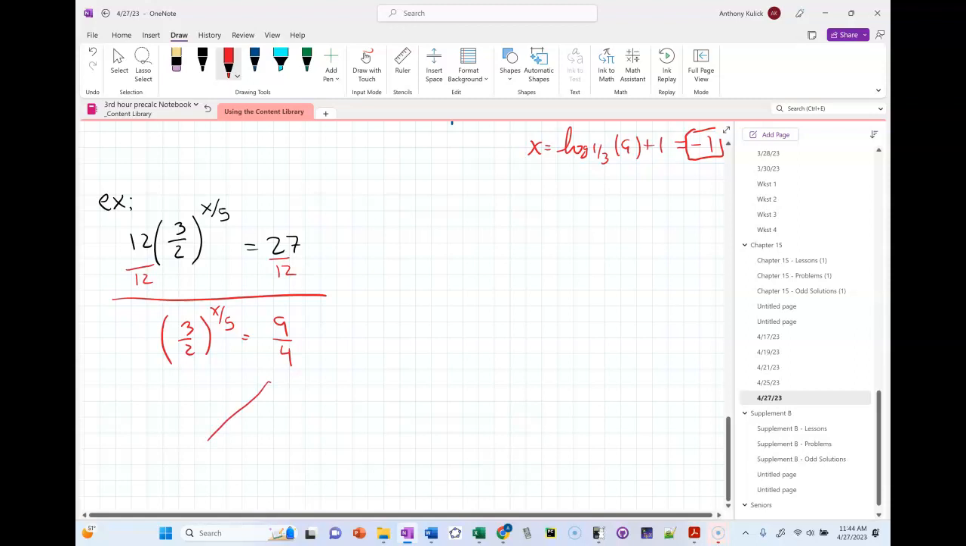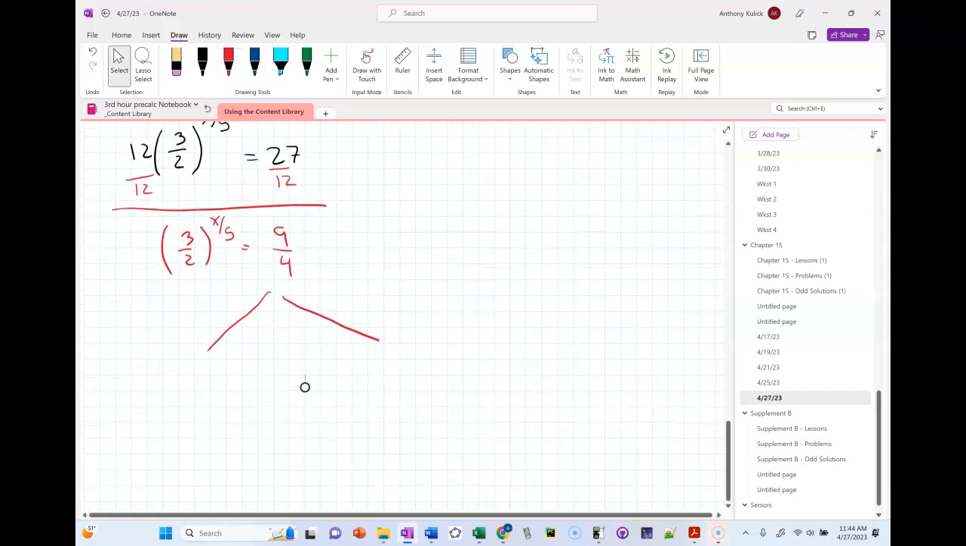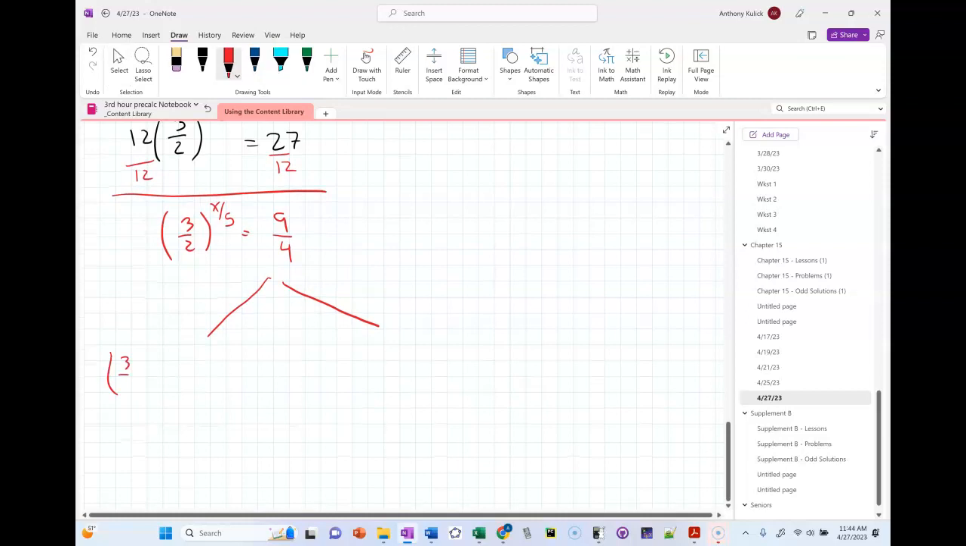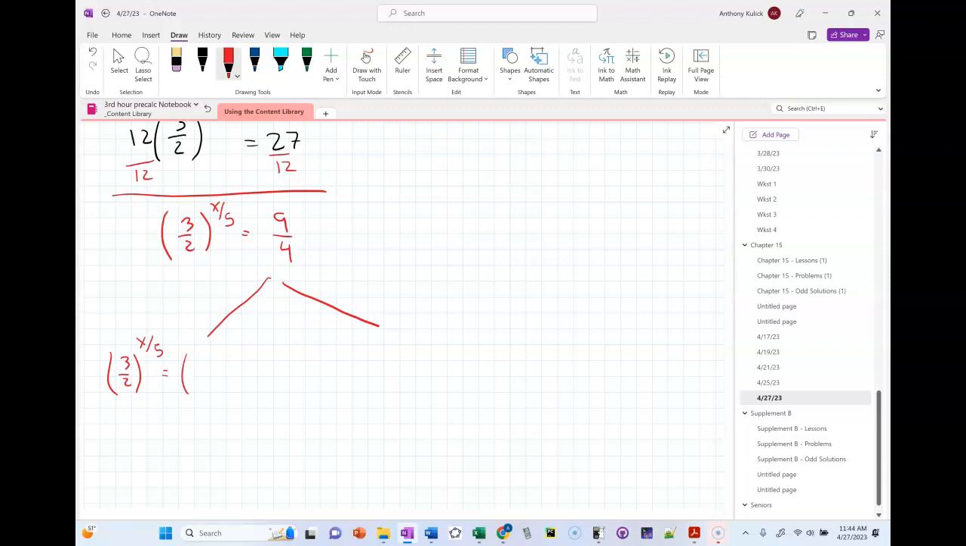And at this point, you could split and do each of the two different methods. Hopefully you can recognize how 9/4 is related to 3/2? It's the same thing squared, right? So you could say then x over 5 is equal to 2, or x is just 10.